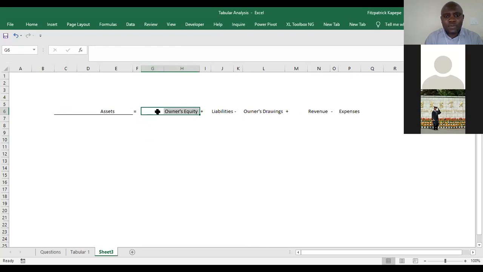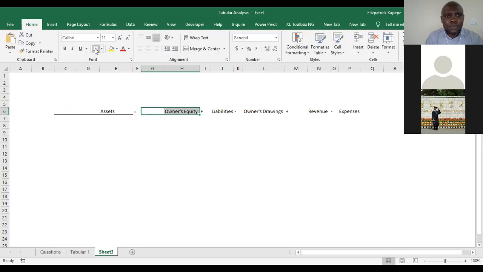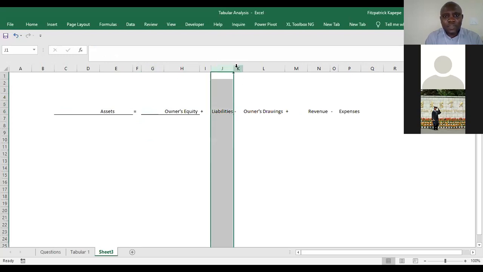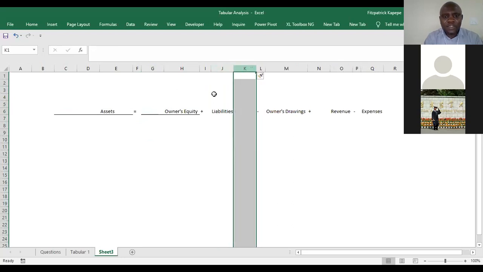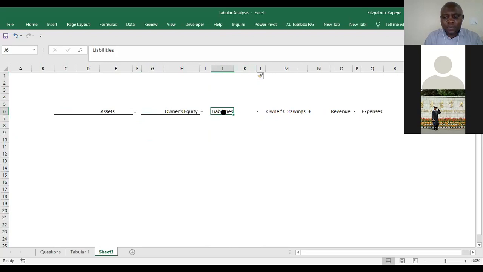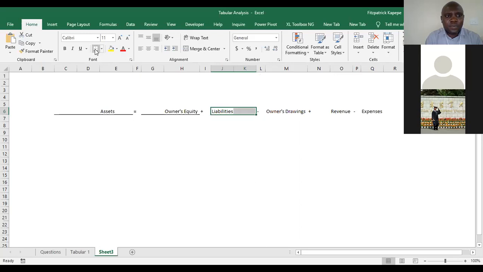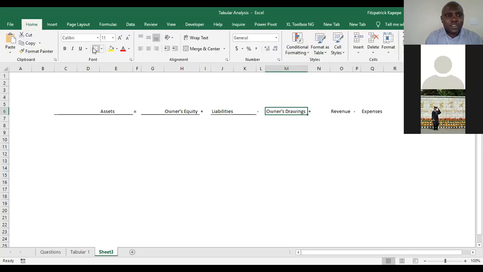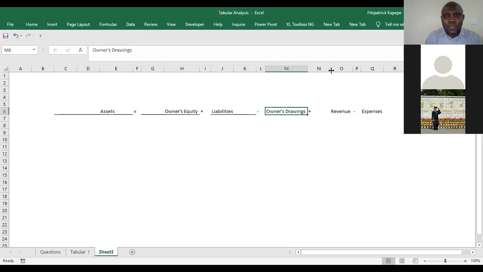So owners' equity. You do it very smart. I know liabilities. Let me add another thing because there could be many. I'll do it like this. Then owners' drawings. I just want you to appreciate what is required here.